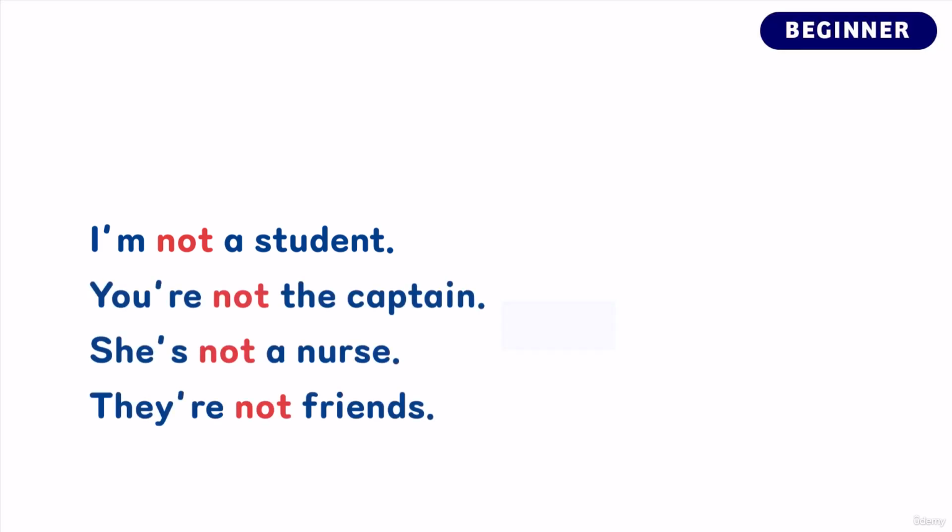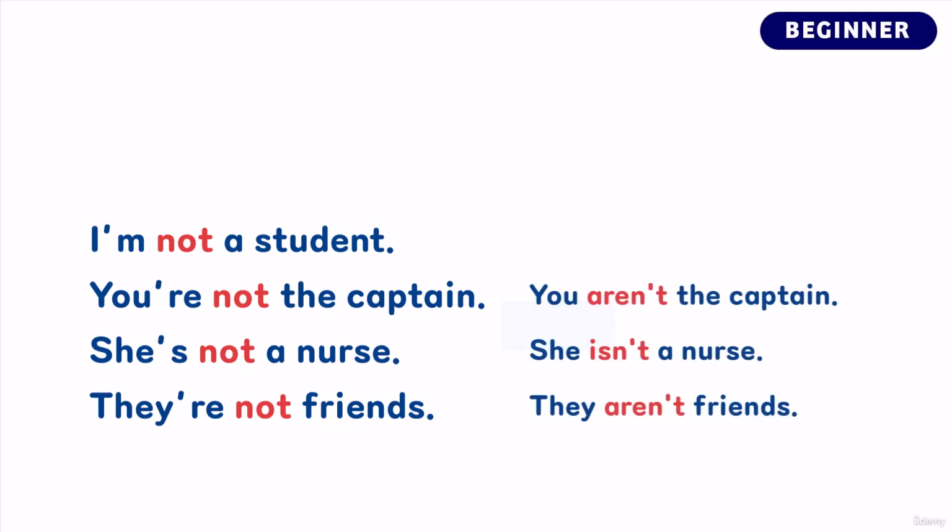Here are a few more example sentences. You're not the captain. She's not a nurse. They are not friends. Now, with the verbs are and is, we can actually contract the verbs with not. So we can also say, you aren't the captain, she isn't a nurse, and they aren't friends. However, with am, the verb can only contract with the subject and never with not.